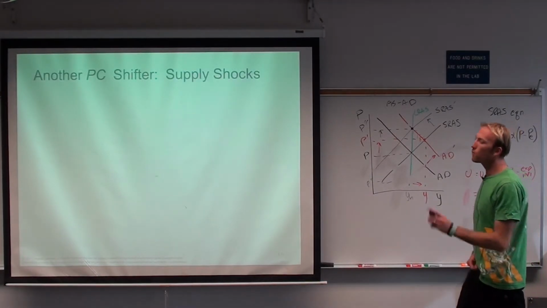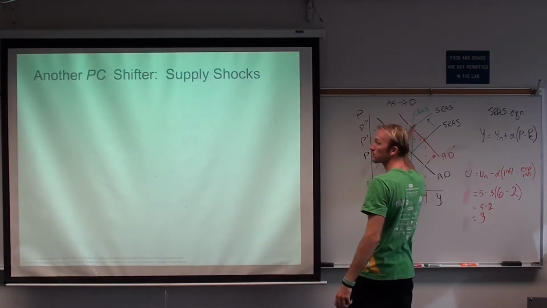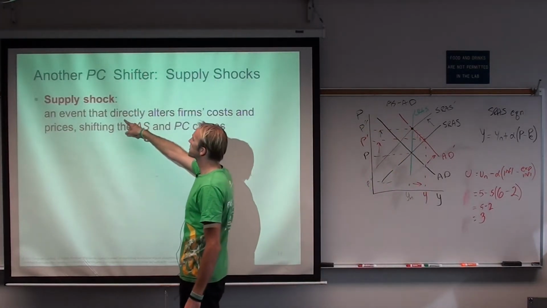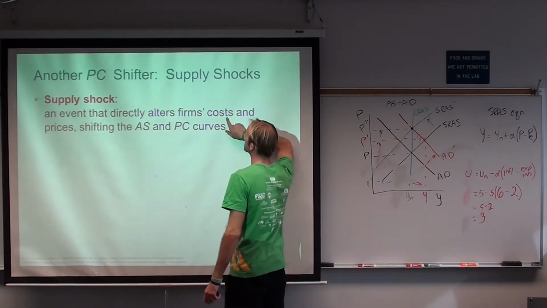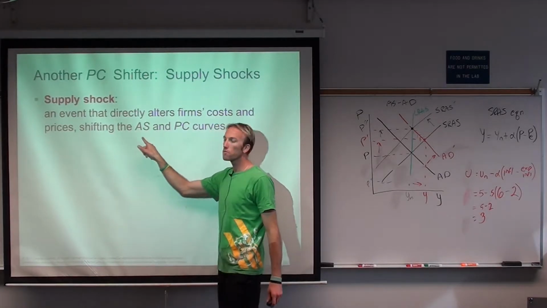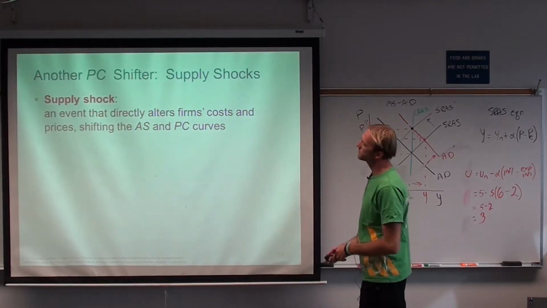So let's do that. What happens if we have a supply shock? That's basically what I'm talking about, right? The supply curve is moving, okay? And this is any event that changes the firm's costs, and so it shifts the aggregate supply curve, which will then shift the Phillips curve too. The Phillips curve curves.